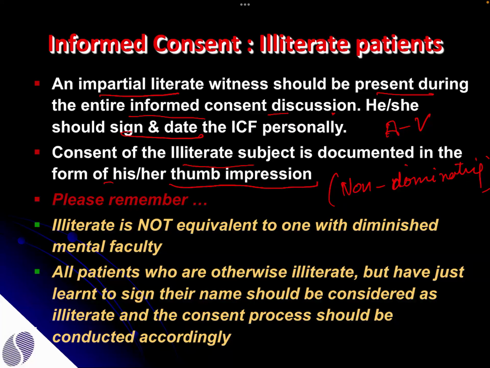But you should keep in mind that illiterate doesn't mean that they don't have mental capability. They are the ultimate decision makers. The impartial witness is just there to help confirm that what they have been told is the same as what is written. That's the only thing. The rest, the decision makers, they are the only ones. Illiterate doesn't mean that they are not mentally capable. They are very much mentally capable, right?